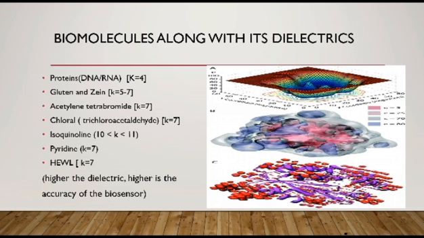Biomolecules along with their dielectrics. Different biomolecules exhibit different dielectric constants. For instance, protein has a dielectric constant K equal to 4 and the gluten enzyme has a dielectric constant K between 5 and 7. So different biomolecules exhibit different dielectric constants, and the higher the dielectric constant, the higher is the accuracy of the sensing.